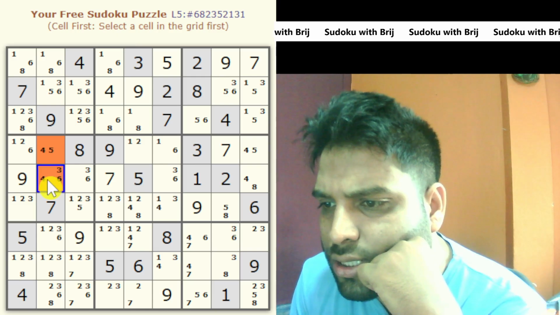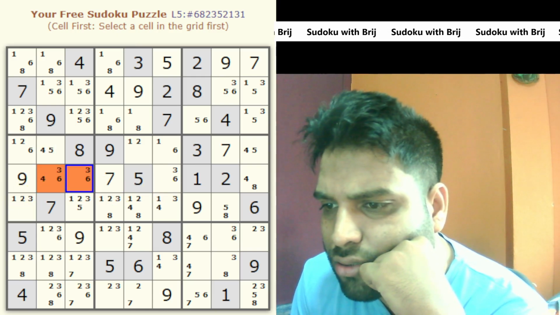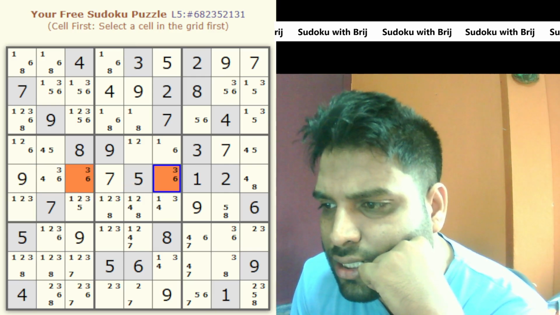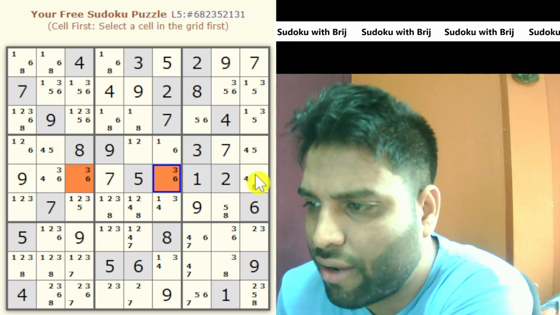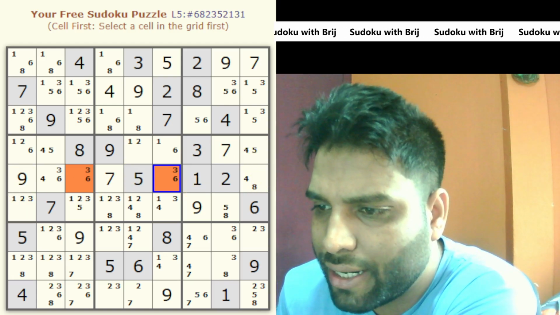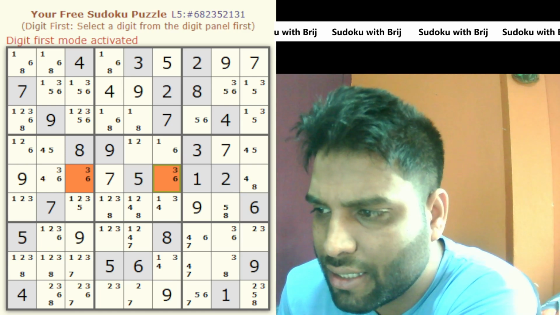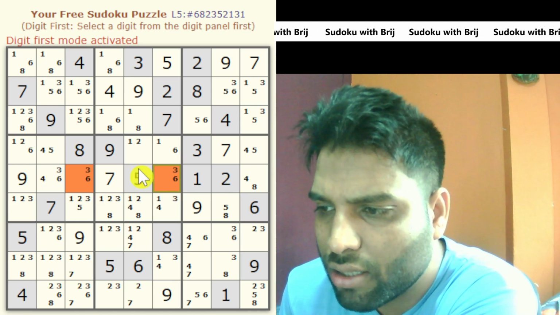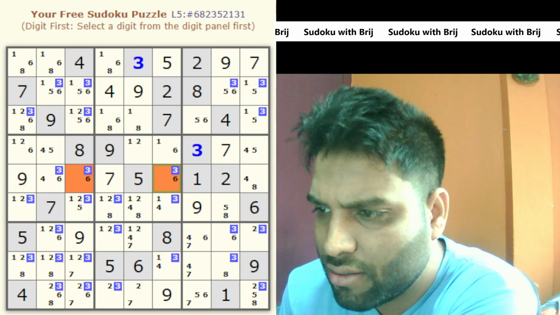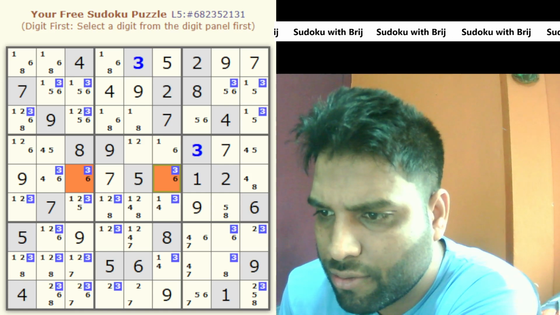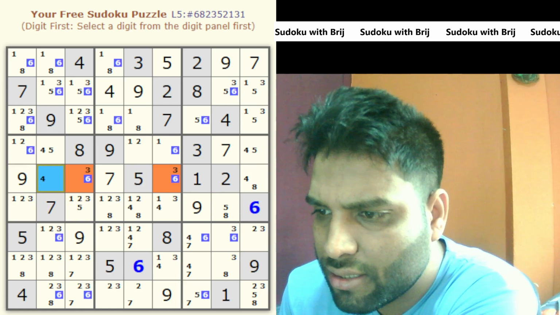There is 4 3, let me remove the color. There is 4 3 6, 4 and 3. Okay, there is 3 6 and 3 6. So this is a naked pair of 3 and 6 in row 5. So we can remove 3 and 6 from other cells which contain 3 6. So let me remove 3 from here and then 6 from here.